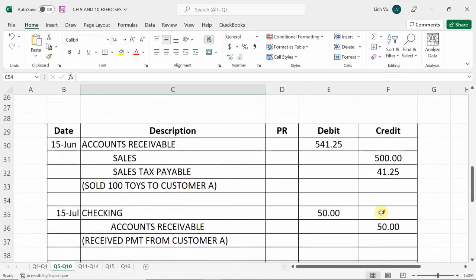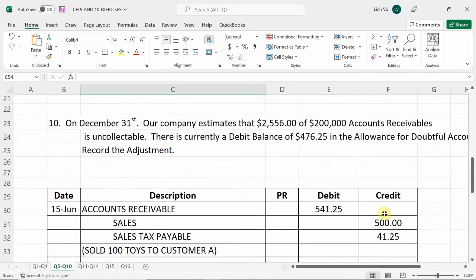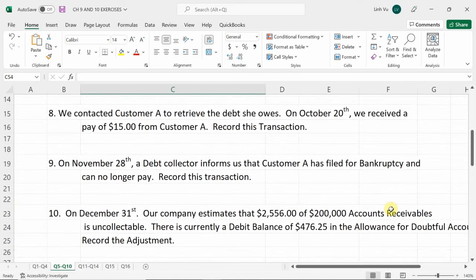Okay. And then last but not least, on December 31st, okay, our company has estimated that $2,556 out of our $200,000 accounts receivable is to be uncollectible, and there's currently a debit balance of $476.25 in the allowance for doubtful accounts. Go ahead and record this adjustment. Wait, did we get the number already? Yeah, 476.25. Okay, so now there you go.